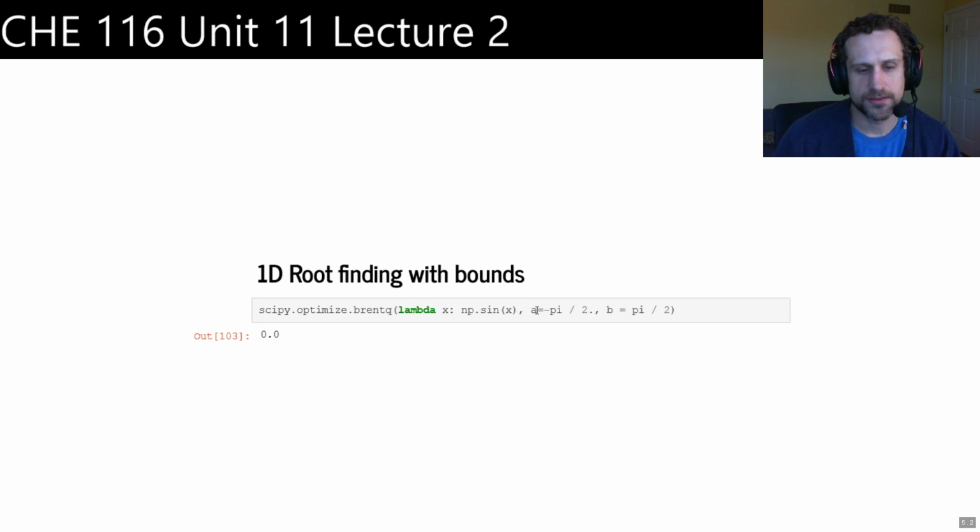So what brentq will do is that you give it a function, just like all the methods we've seen, and then you give it two bounds, one on the left and one on the right. Remember, this is a one-dimensional method, so it needs to have a left and a right bound. Here we're finding the root for sine of x between minus pi halves and pi halves, and as you know, it's at 0. Sine of 0 is 0.